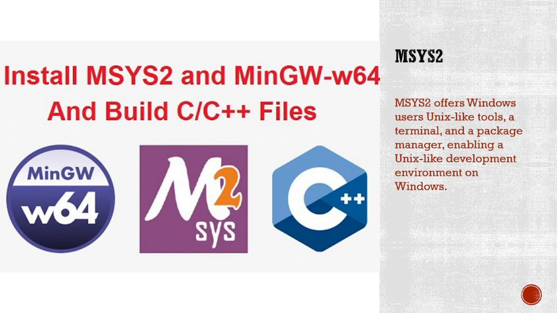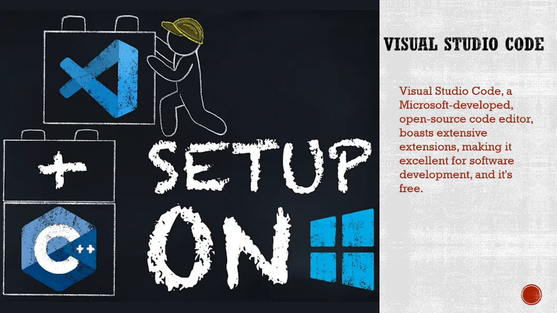MSYS2 offers Windows users Unix-like tools, a terminal, and a package manager, enabling a Unix-like development environment on Windows. What is Unix? Unix is similar to the Linux operating system. Okay, that's it. Visual Studio Code: we can call this a text editor also. Not only C++, it can also create Python and other programming language files. Visual Studio Code, a Microsoft developed open source code editor, boasts extensive extensions, making it excellent for software development, and it's free to use.